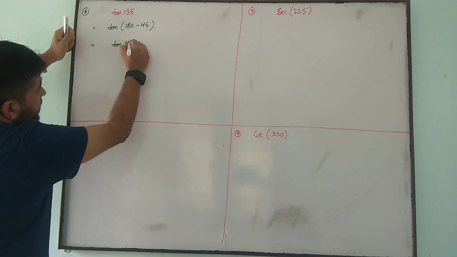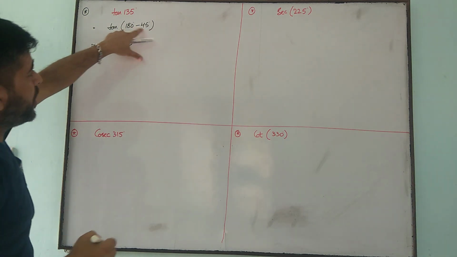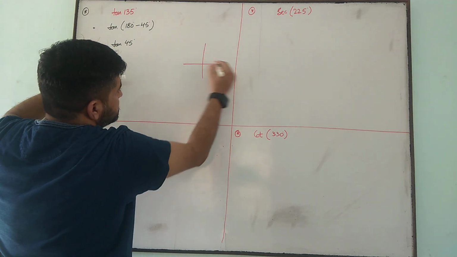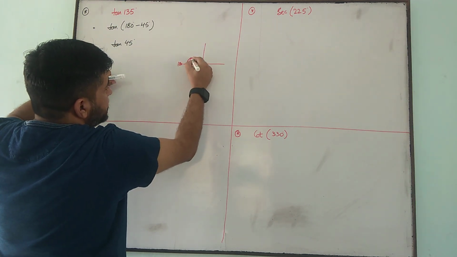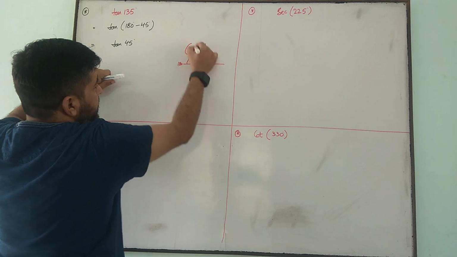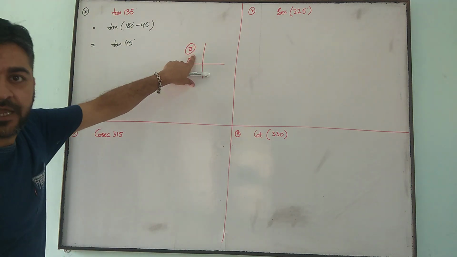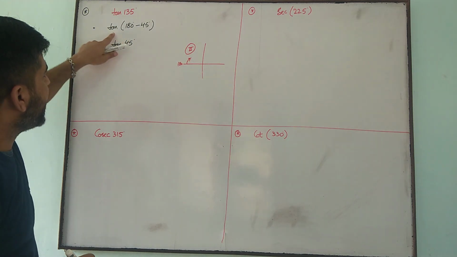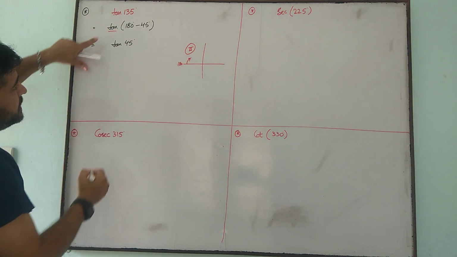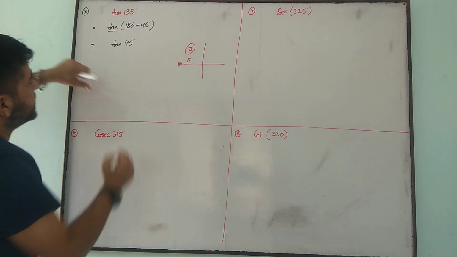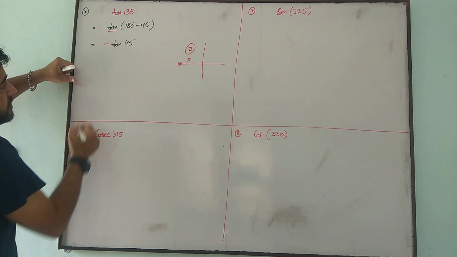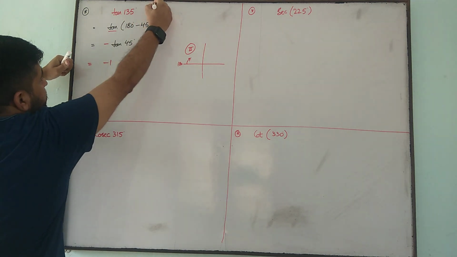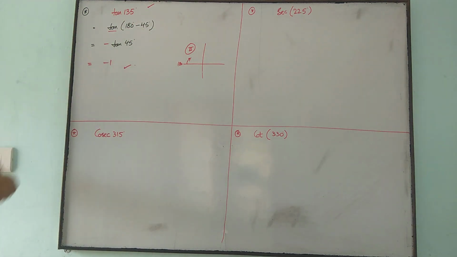Theta here is 45. Now check the quadrant here, that 180 minus 45. This is 180 minus 45, which means it lies in the second quadrant. And in the second quadrant we know only sine and cosecant are positive. So tan will be negative in the second quadrant. So we got tan 45 is minus 1. So the result of tan 135 will be minus 1.